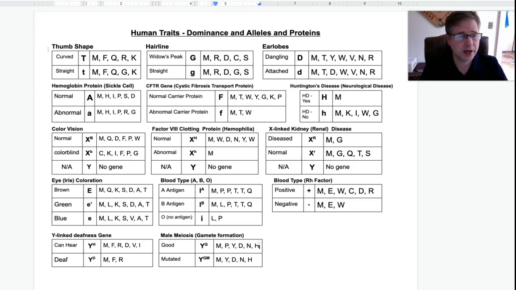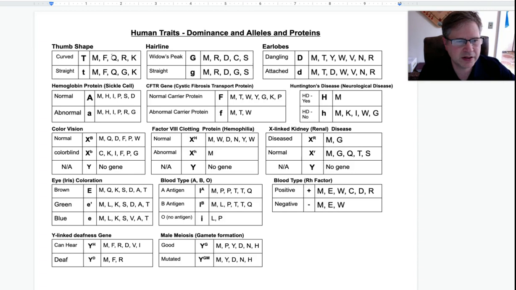So in our person, if you recall, there's thumb shape and hairline and earlobes and hemoglobin and that cystic fibrosis gene and all the variety of things, all the way down to our Y chromosomes at the very bottom here. I know there's a lot going on here, but you should start saying, "Oh, I understand what's going on here."